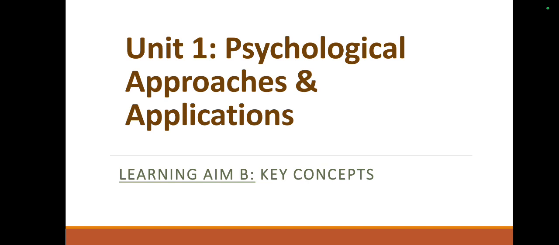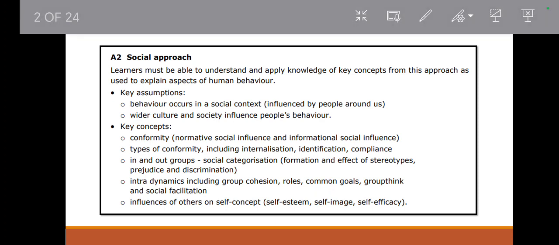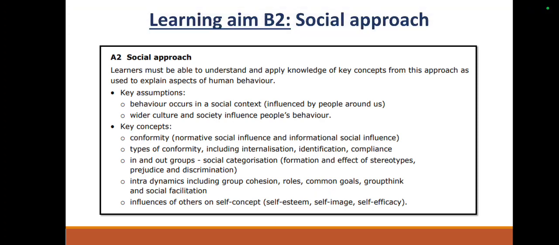So please, before we get going, if you have your booklet available to you, a highlighter pen is always a good shout, and you want your booklets open to page 32. So on page 32, what you will see is a copy of the specification for the social approach. Obviously, for each of the approaches, we've always got the key assumptions, so that's going to be the first thing that we start with. And then some of the key concepts that I'm going to cover in this video with you is conformity and some explanations as to why we conform.